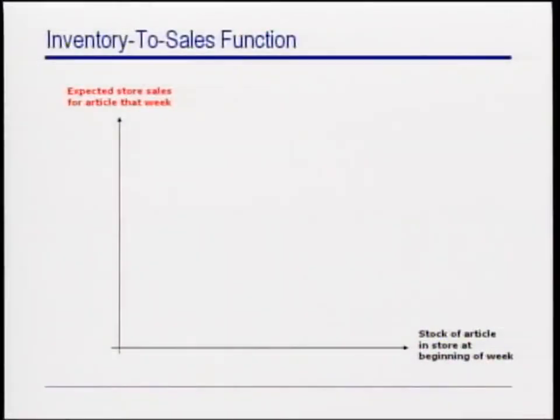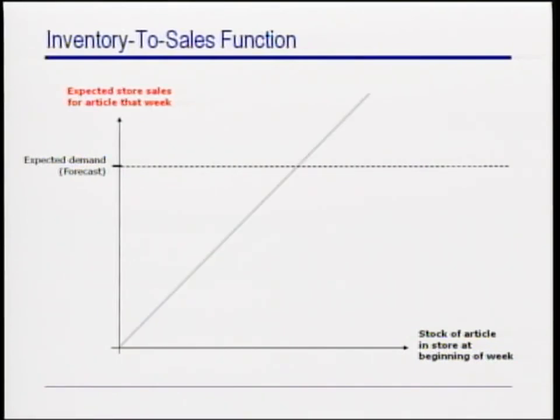Let me now tell you more about this inventory to sales function, which I haven't specified yet. Remember that we need to relate the expected weekly sales in each store to the stock available at the beginning of the week in that store. Note that any graphical representation of that function must lie below the maximum value corresponding to the total forecasted demand for that store. Because sales can never exceed the inventory that's available, the plot of that function must also lie below this 45-degree angle line.